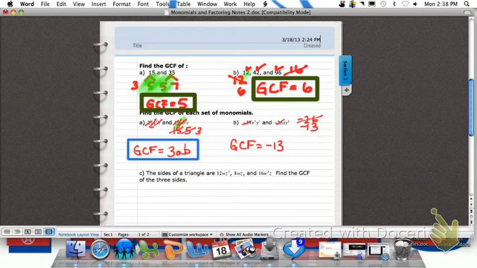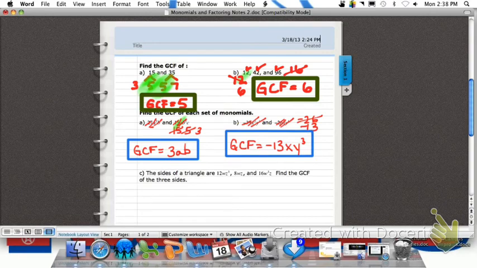Again, do they both have an x in common? Yes, they do. What is the lowest x? Well, here's an x squared. Here's an x. So the lowest x is x, so bring it down. And then finally, they have y's in common. Y cubed and y to the 4th. They both have y in common. Yes, they do. What's the lowest one? Y to the 3rd power here is the lowest. Okay? So my greatest common factor is negative 13 x y cubed.